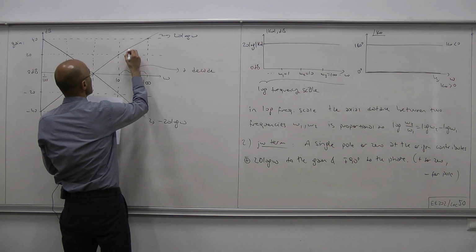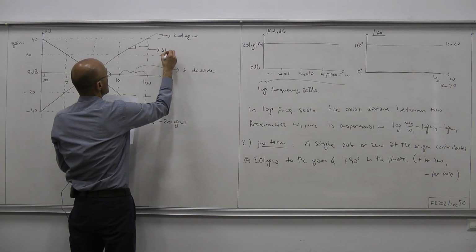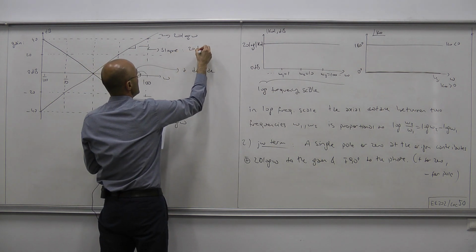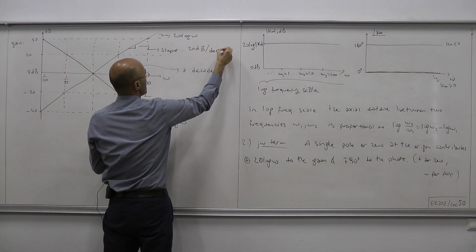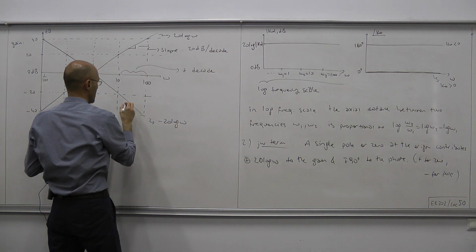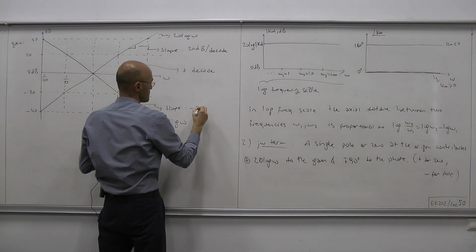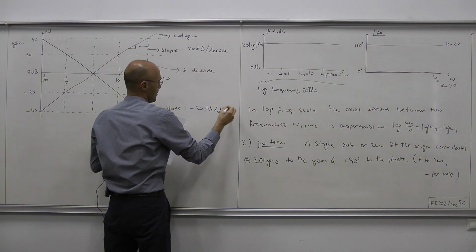Okay, so here the slope is 20 dB per decade. Likewise, slope of this is minus 20 dB per decade.